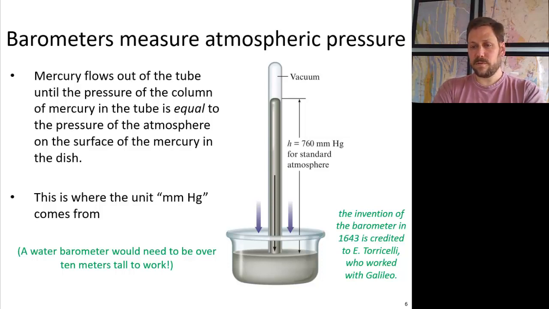When you read the weather forecast, it may tell you inches of mercury, and it's referring essentially to this kind of a device for measuring atmospheric pressure. And that's where the unit millimeters of mercury comes from. The word torr is synonymous with millimeters of mercury and is named after Torricelli, who was a student of Galileo's and is credited with developing the early barometers.